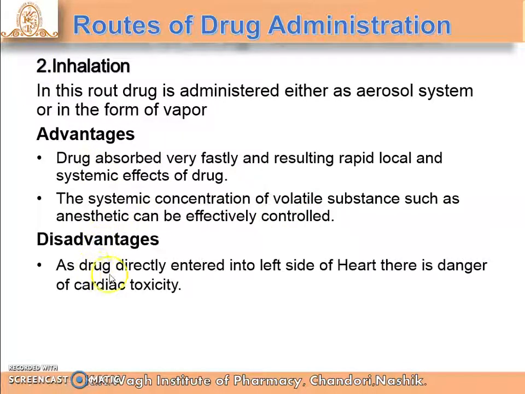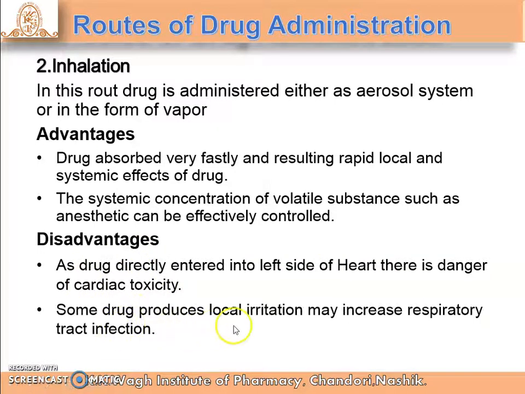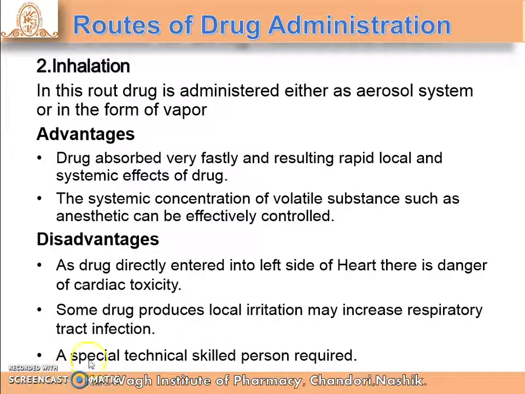Disadvantages include, as the drug directly enters the left side of the ventricle, there is a danger of cardiac toxicity. Some drugs produce local irritation and may increase respiratory tract infection. These are the disadvantages and advantages of inhalation. Also a specially technical person is required to give the inhalation route.